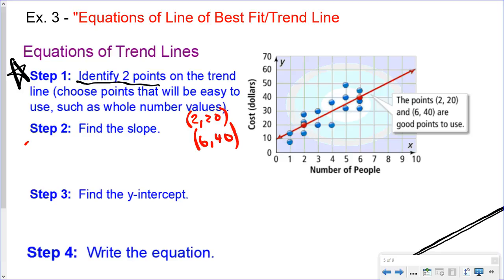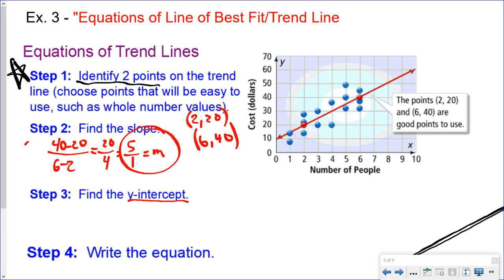Once you have those 2 points, you can write an equation of a line. We've already learned that. If you have 2 points, you can find the slope, you can find the y-intercept, and you're in great shape. To find the slope, you do y2 minus y1 over x2 minus x1. So this is 40 minus 20 over 6 minus 2. You get 20 over 4, which ends up being 5 over 1. That's your slope.